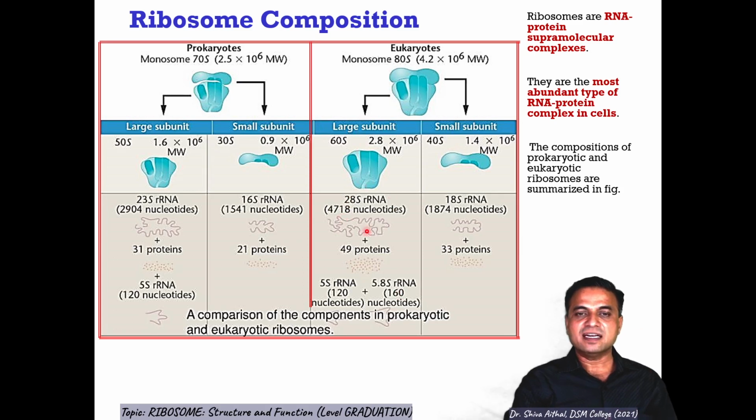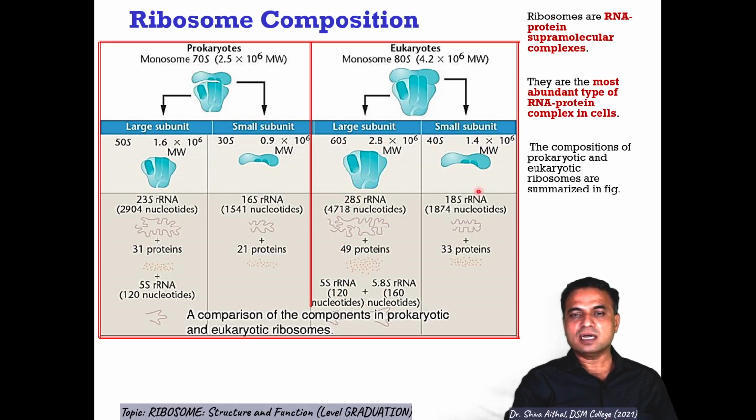The 28S rRNA is made up of 4718 nucleotides. 5S rRNA is made up of 120 nucleotides. 5.8S rRNA is made up of 160 nucleotides, and all these 3 are bound together by 49 different protein molecules, and this combinedly, collectively results into a 60S large subunit.